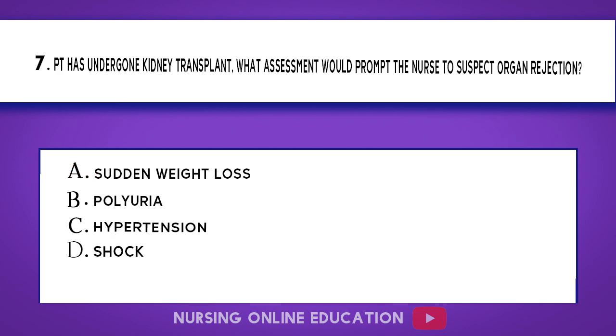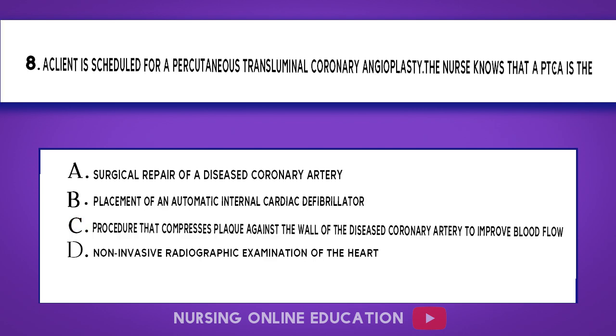7. Patient has undergone kidney transplant. What assessment would prompt the nurse to suspect organ rejection? A. Sudden weight loss, B. Polyuria, C. Hypertension, D. Shock. The answer is option C. Hypertension.